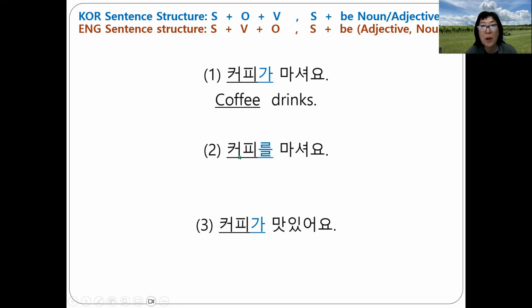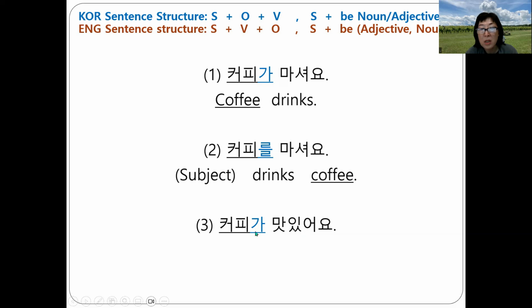커피를 마셔요. After coffee, there is an object indicator. So coffee should be located here. And then 마셔요 is a verb, so here. So it means what? Drinks coffee, but there is no subject. I told you that in Korean sentences, Koreans often drop the subject when the subject is clear based on the context. And if there is no subject, just take it as I. I drink coffee.